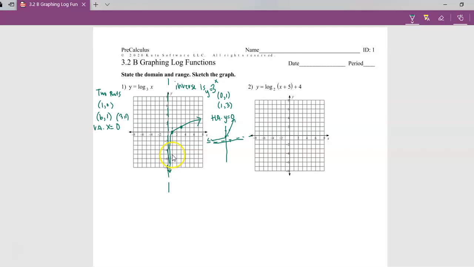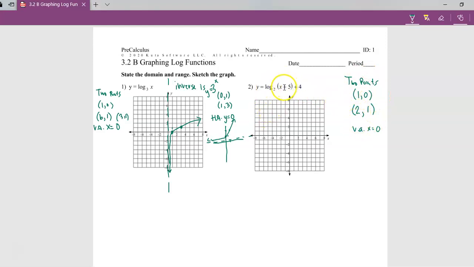If we're looking at number 2, the two points that I'm going to be transforming are (1, 0), always (1, 0), and then whatever the base number is, in this case 2, so (2, 1). And then it would have a vertical asymptote at x equals 0. This is just if it were the parent function, if there was no +5 here or +4 here. These are the points and the asymptote.